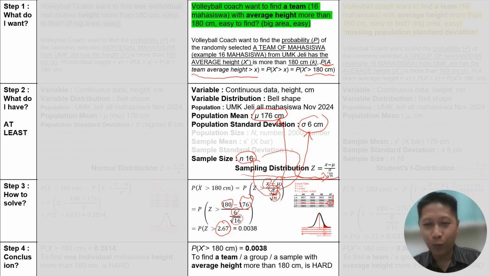We don't want Z, we want the probability. As such, we need to ask the Z table to convert from the Z number into the probability. So we find the intersection, and we get the probability is 0.0038. This means that when the volleyball coach closes his eyes and randomly selects 16 students from 2,000 students, will those 16 students have an average of more than 180 cm? The probability is very, very small, just 0.0038. So it is very difficult to form this team.